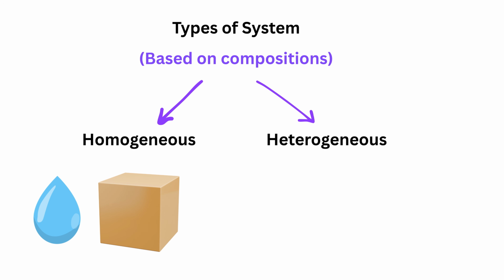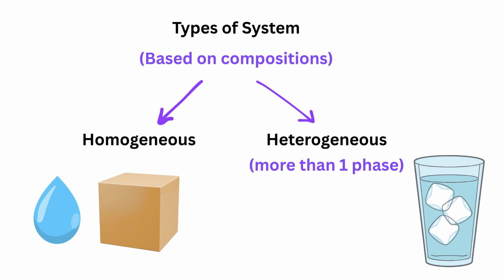A heterogeneous system, on the other hand, has more than one phase and is not uniform throughout. For example, ice floating in water is a heterogeneous system because there are two distinct phases: solid ice and liquid water. The chemical composition may be the same, but the physical states are different. Another example is oil and water in the same container. They do not mix and form two separate layers, making it a heterogeneous system.